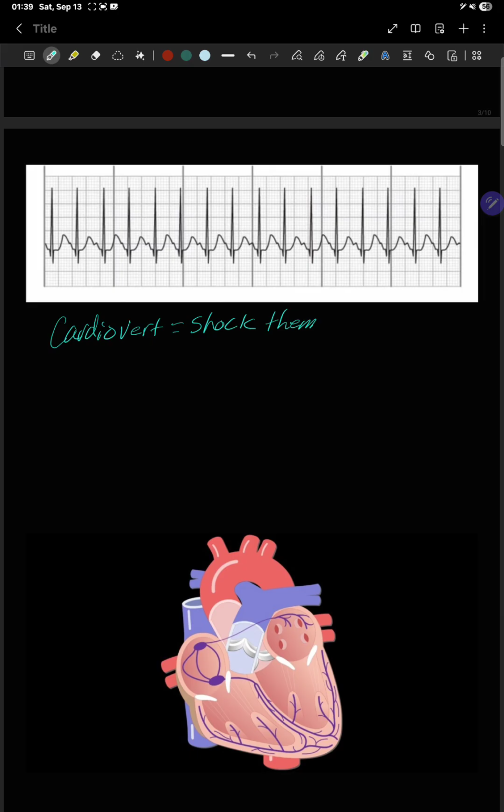Another treatment we can do is obviously our beta blockers, calcium channel blockers, digoxin again. Remember, because it goes to the AV node as well. It also gives us a good force of contraction. We can do our amio. That's pretty much it for that.